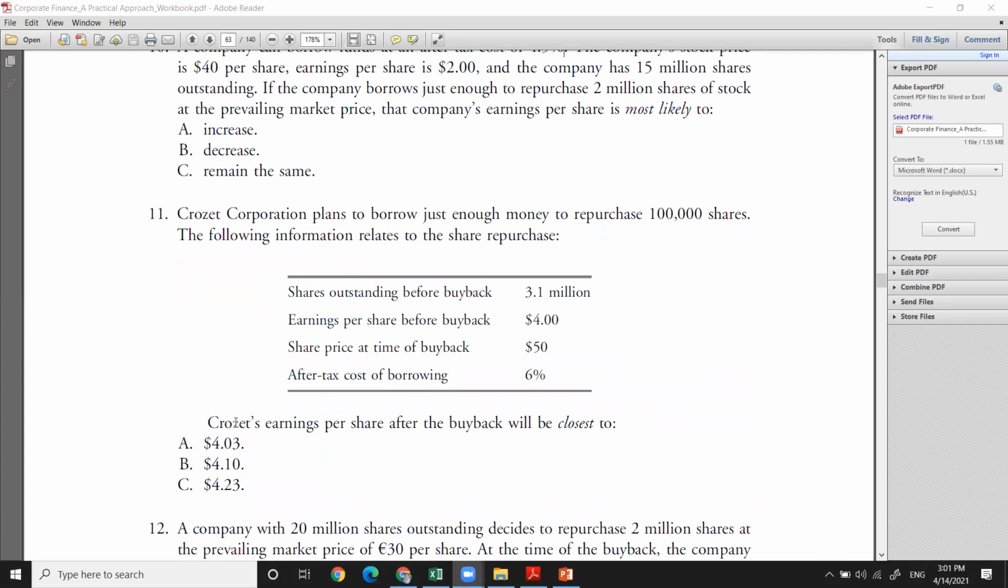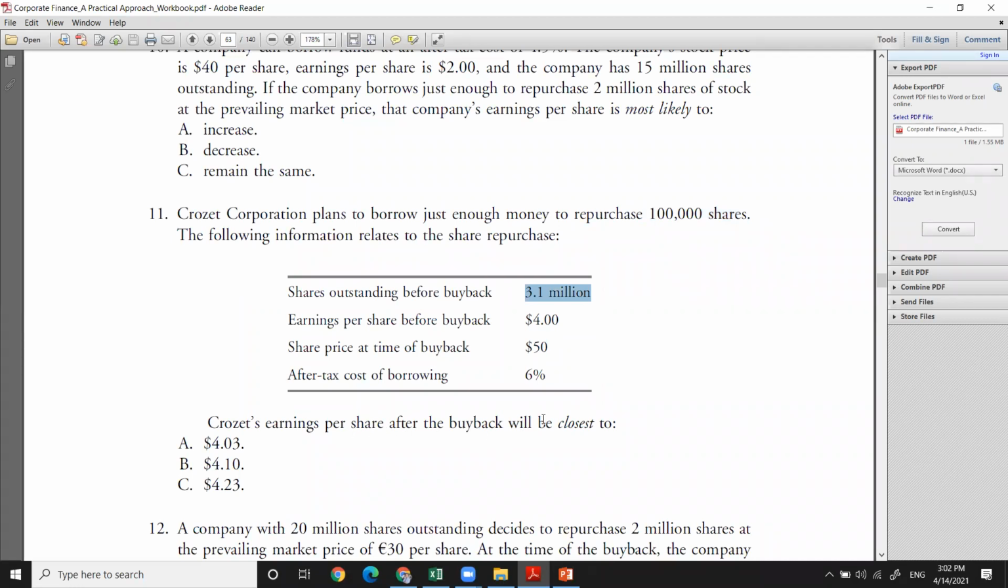Now we are coming to the next problem. We need to find earnings per share as well. It's easy, there's no problem. We are given the shares outstanding before buyback and earnings per share before buyback, which is $4, and the share price at the time of buyback and the after-tax cost of borrowing. This corporation plans to borrow just enough to repurchase 100,000 shares. Shares outstanding were 3.1 million. We need to find the EPS after the buyback, which is pretty easy as well.